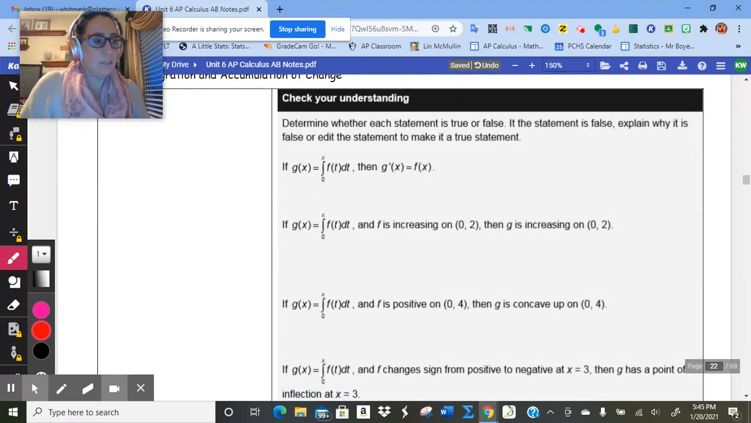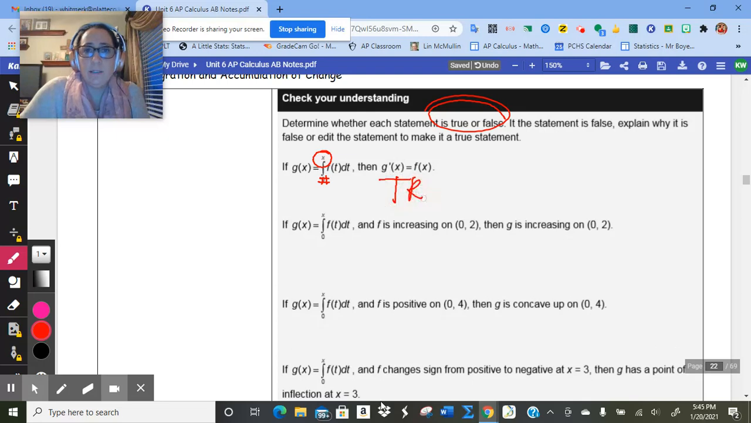Okay, check your understanding, see how you do. We're going to talk about if these are true or false. So true or false. If I have this guy going on right here, is this a true or a false statement? Well, when I just have the number to the x and I'm taking the derivative, this is a true statement.